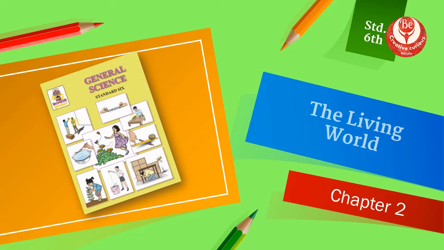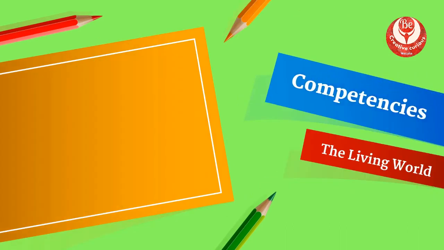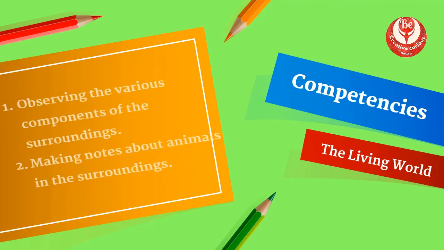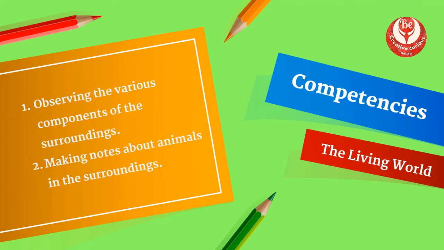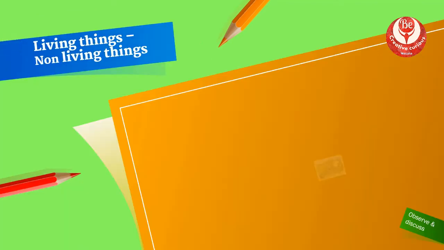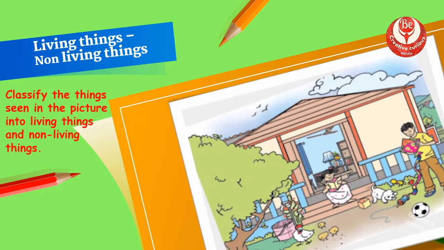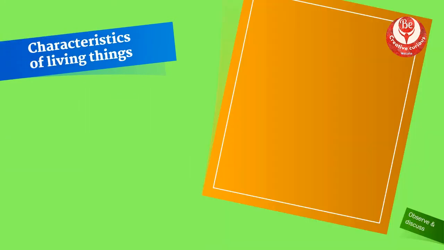Standard 6, Chapter 2, The Living World. Competencies: observing the various components of the surroundings, making notes about animals in the surroundings. Living things, non-living things. Classify the things seen in the picture into living things and non-living things.